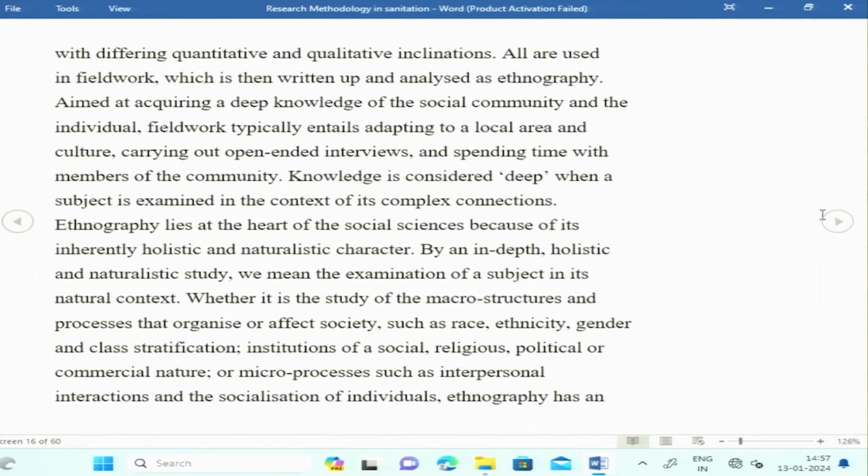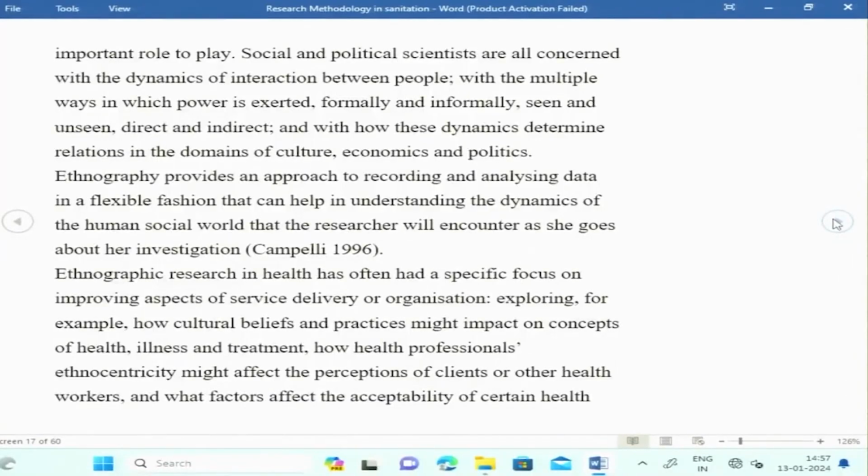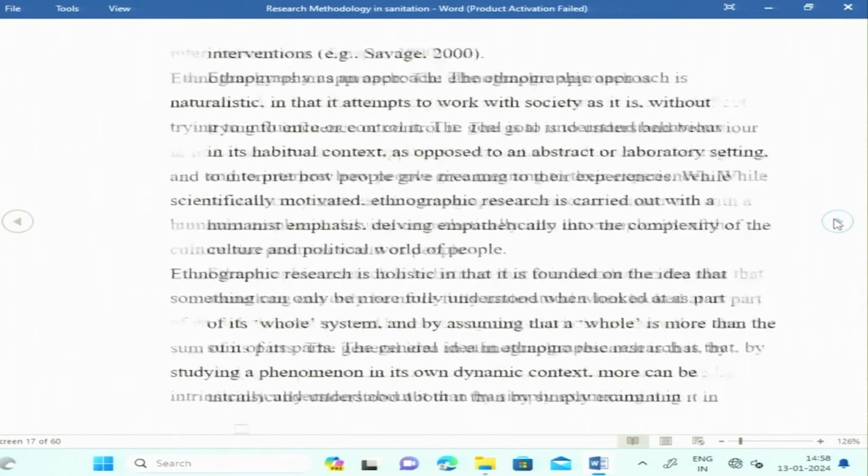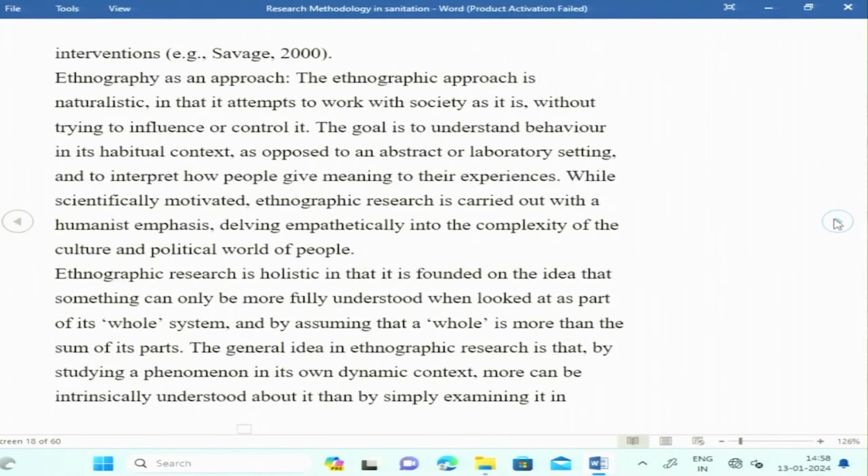So, that way I think it is basically seen as a micro process which takes into consideration the interpersonal interaction in terms of the specific field situation, and that is where we see that social and political scientists are concerned with the dynamic understanding of interaction. That basically is the art of ethnography, that it provides an approach for recording and analyzing data in a flexible situation. Friends, I think this is where we see ethnography as an approach which is seen in a naturalistic phenomenon.